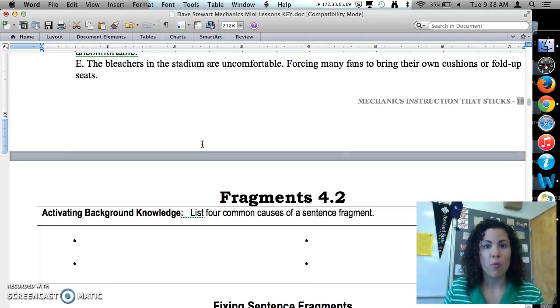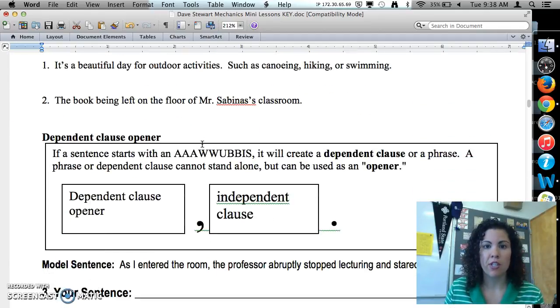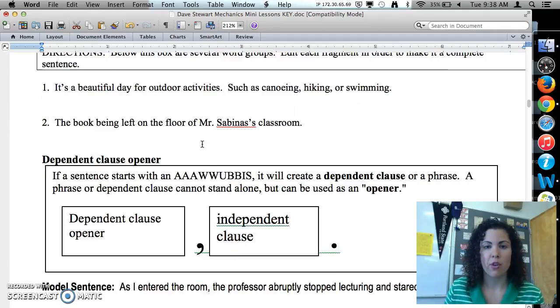And then go ahead and pick the best one. So go through, work on fragments. Of course, this is especially important to make sure that your writing is error-free.